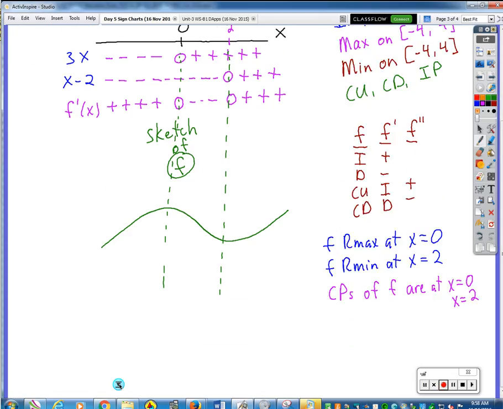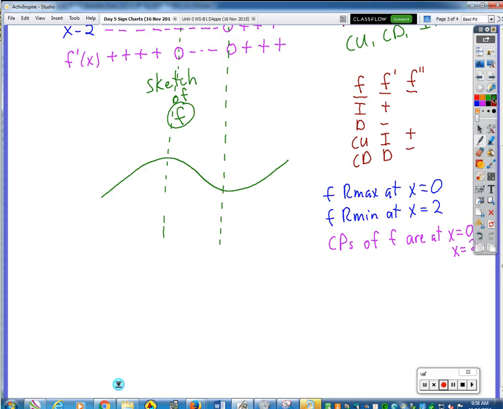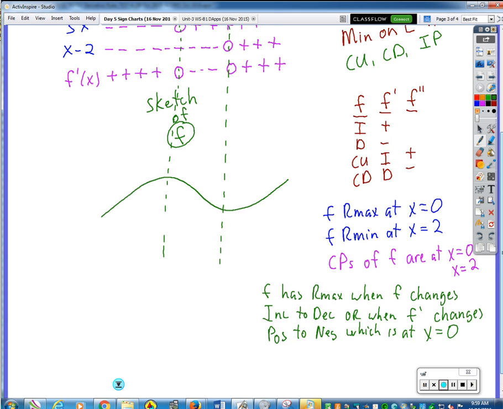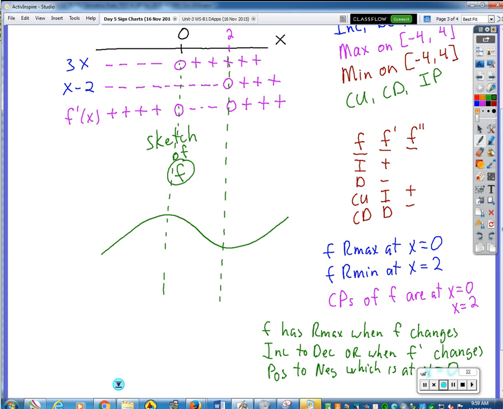So you can find the critical points without a sketch of f, right? You actually can do the relative min and relative max without even a sketch, because I can write this. You've done things like this before. We can say f has a relative max when f changes from increasing to decreasing, or when f prime changes from positive to negative, which is at x equals 0. So I figured out where f has a relative max without ever making a sketch of that. Makes sense?